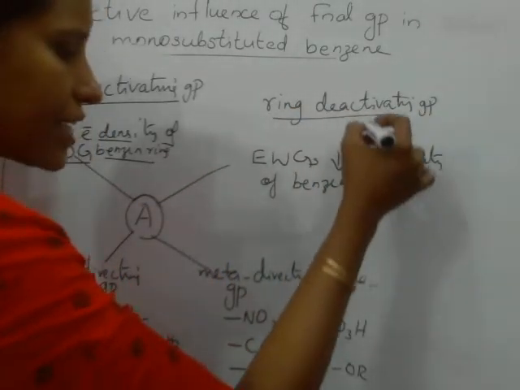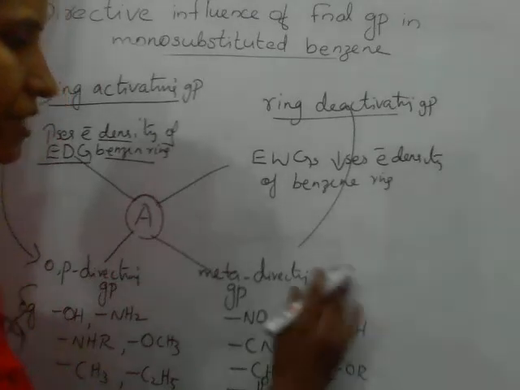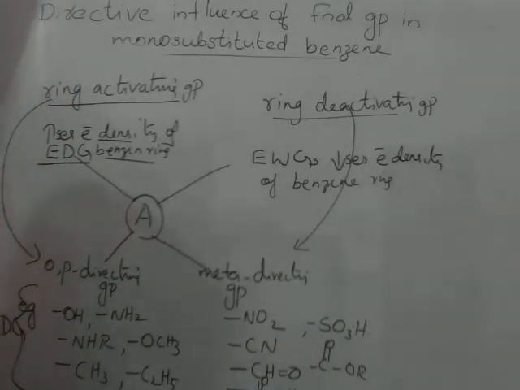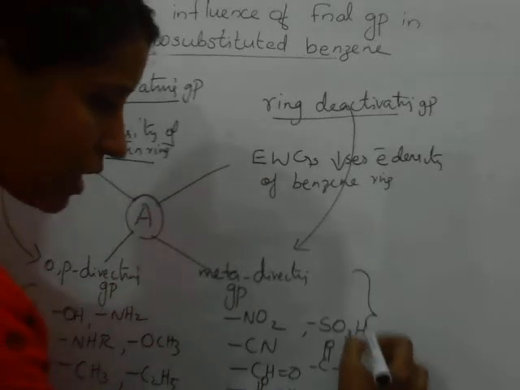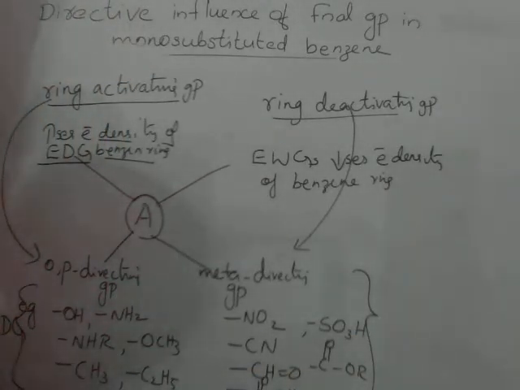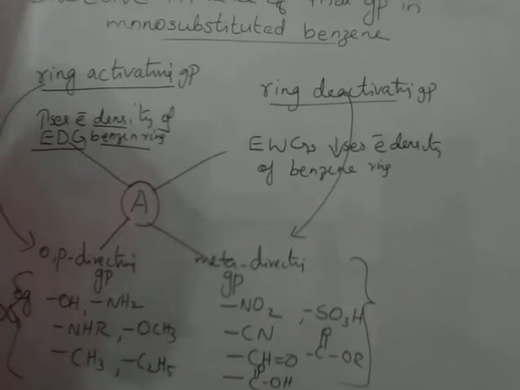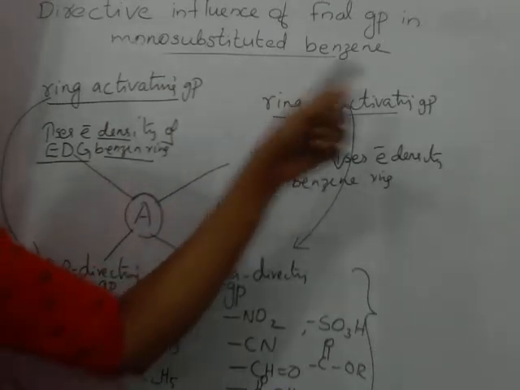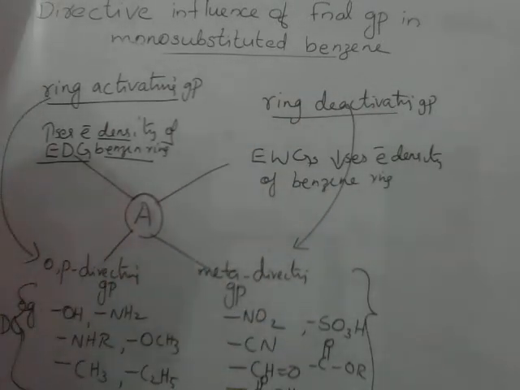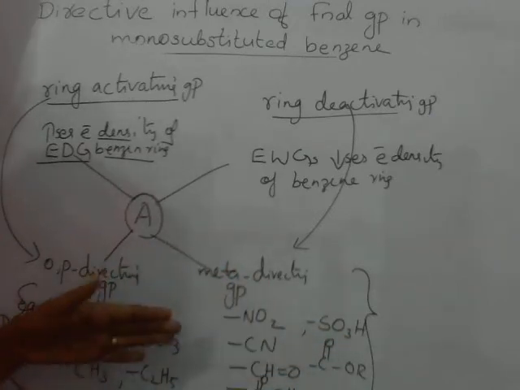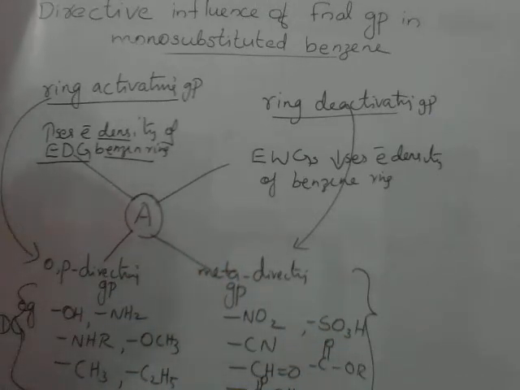Generally, ring deactivating groups are meta-directing. That means all these groups are deactivating groups. When these groups are present in the benzene ring, the electron density of the benzene ring will be reduced. Attack of the electrophile will become more difficult. Hence, they are deactivating groups, and they are also meta-directing groups. The incoming electrophile will be directed towards the meta position. So these are examples of ring deactivating groups and meta-directing groups.